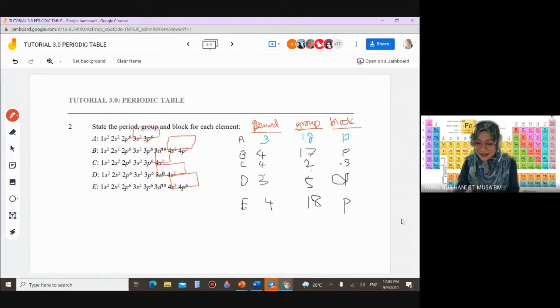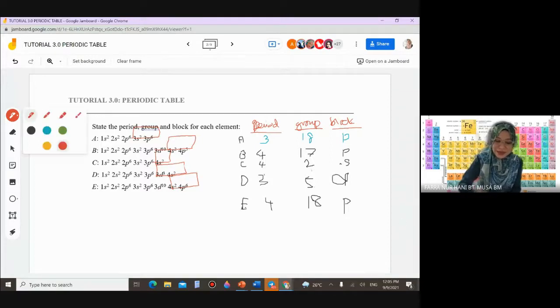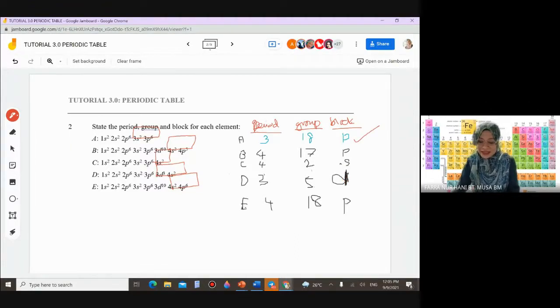Okay. Dah siap dah semua. Betul tak ni? Setuju tak dengan jawapan? Okay. For A, the period is 3, group 18, block P. Yes, correct. Okay, let's check. B, the period is 4, group is 17, and block is P. Correct, good. Okay. C, the period is 4, also correct. The group is 2 and block is S. Yes, correct.